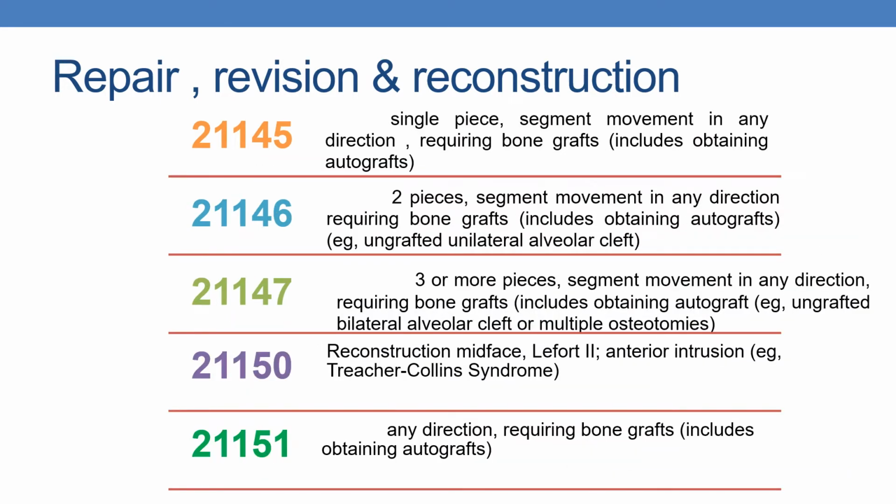The next CPT is 21145. It deals with reconstruction, mid-face, Le Fort 1, single piece, segment movement in any direction requiring bone grafts. Includes obtaining autografts. The next is 21146. Here 2 pieces, segment movement in any direction, requires bone grafts, includes obtaining autografts. For example, ungrafted unilateral alveolar cleft. The next is 21147. Here 3 or more pieces, segment movement in any direction. This also requires bone grafts and includes obtaining autograft.